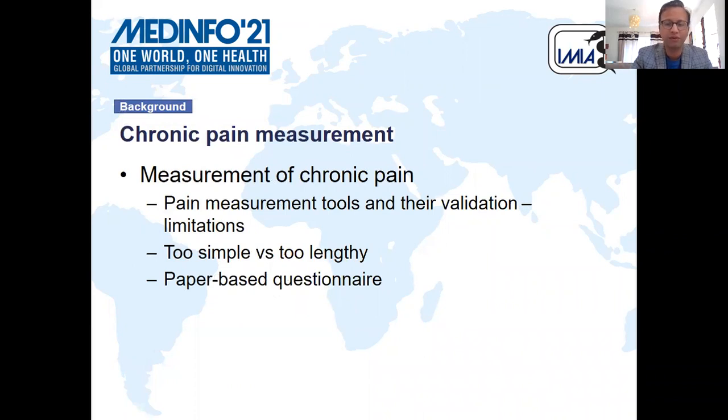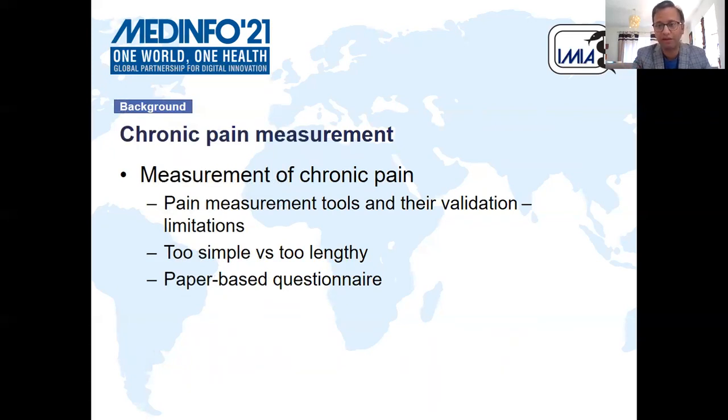We find so far that these pain measurement tools are limited by the fact that they are not being validated largely across the population. For example, if they are validated in a certain section of the population, they are then used in other sections of the population where they are not validated. So, no pain measurement tool is available for use at scale.